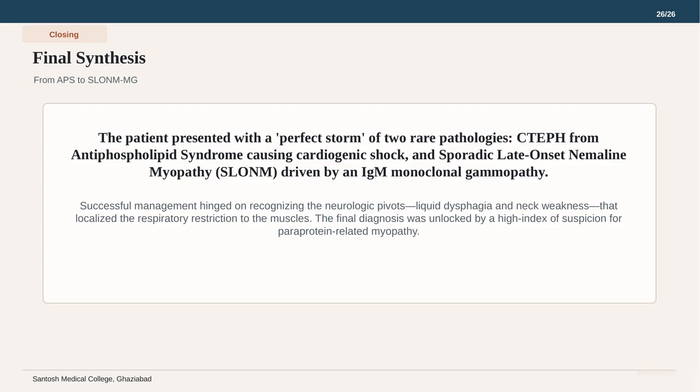This case reminds us that a high index of suspicion for paraprotein-related myopathy can unlock a diagnosis that would otherwise remain hidden. When faced with discordant data, such as severe weakness and normal enzymes, we must look deeper into the tissue level. Always maintain a broad differential. Communicate across specialties and listen to what the physical exam is telling you.